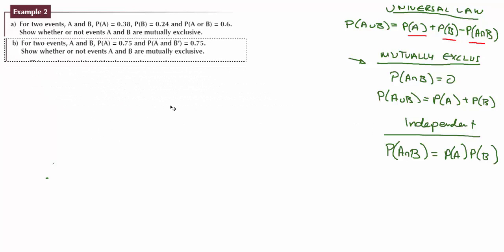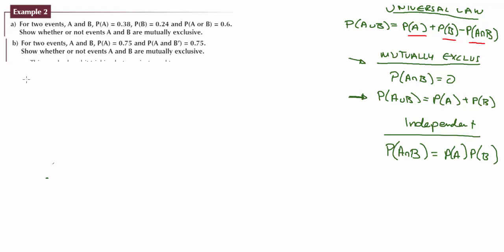So for two events, A and B, probability of A equals that, probability of B equals this, and probability of A or B equals this. Show whether or not A and B are mutually exclusive. This one's actually pretty nice. There's two ways of doing it. You could do a two-way table, or if you know this, then go that way.